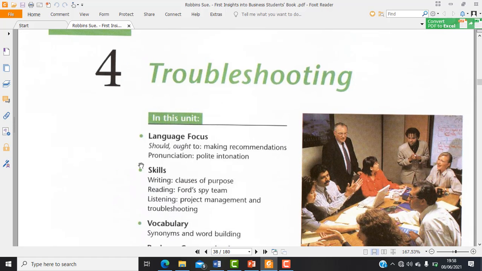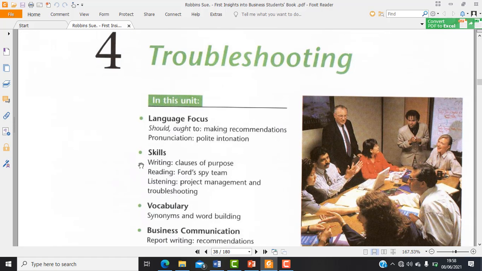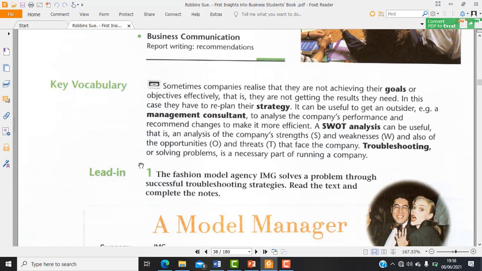Alright. So, in this meeting, besides I give you an example of the SWOT analysis or a short description about the SWOT analysis, now we go to several skills that you have to do, right? All right. Okay, now we go to this one. This is the key vocabulary. Sometimes companies realize that they are not achieving their goals or objectives effectively. That is, they're not getting the results they need. Ya, kadang perusahaan tuh sadar bahwa mereka tidak mencapai tujuan mereka secara efektif. Yaitu mereka tidak mendapatkan hasil yang mereka inginkan.